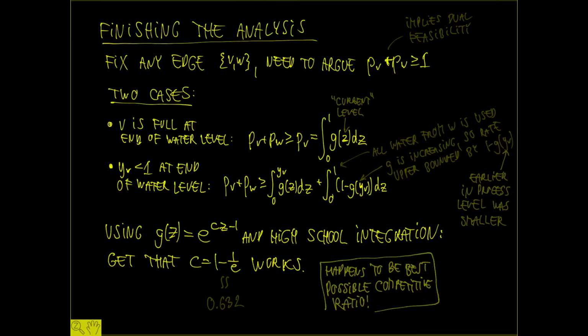And an amazing thing is that this happens to actually be the best competitive ratio. So there are lower bounds also that show that it's not possible to do anything better than 1 minus 1 over e. In the randomized case, it's possible to do something that is analogous, where essentially these fractional matchings correspond roughly to probability distributions over choices of edges.